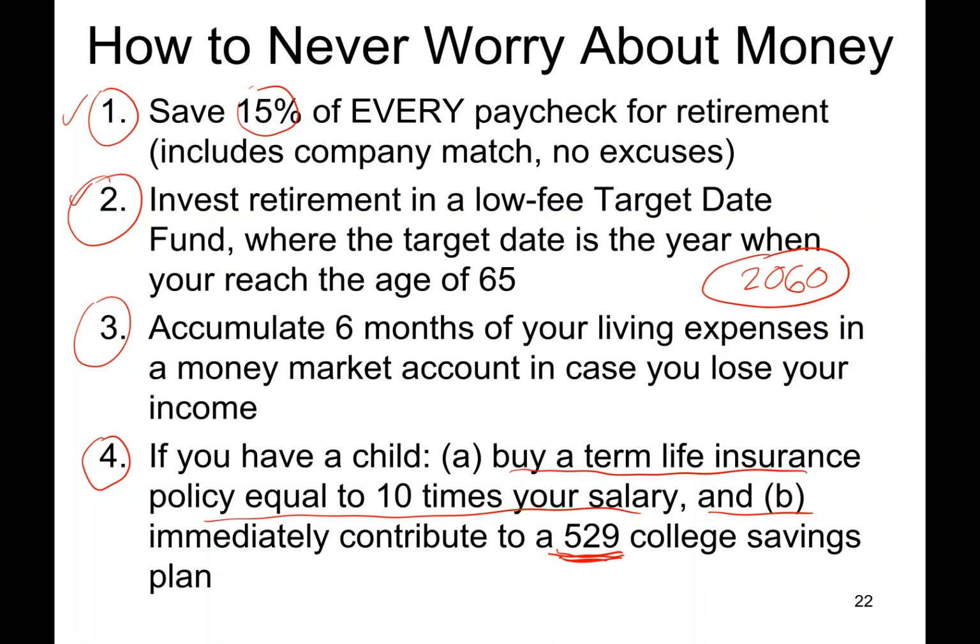The 4 things never to forget. Well, at least the 3. You can look this one up later. 15% of every salary saved. Go in a target date fund. You never have to worry about the money, and try to build up 6 months of living expenses in an account just in case you lose your income.